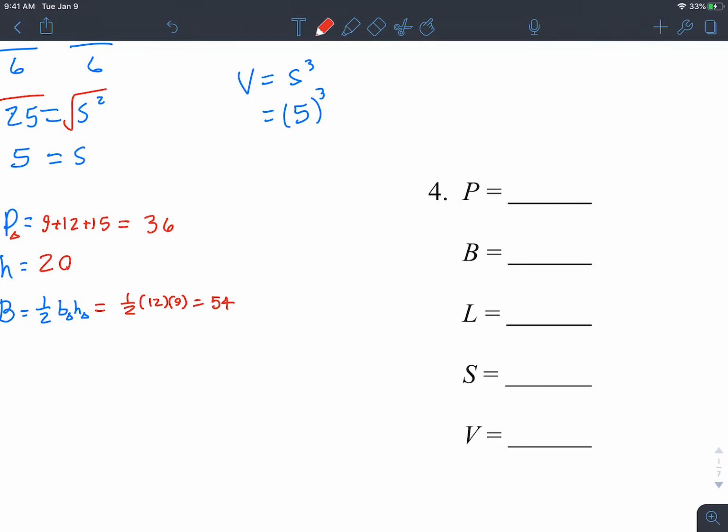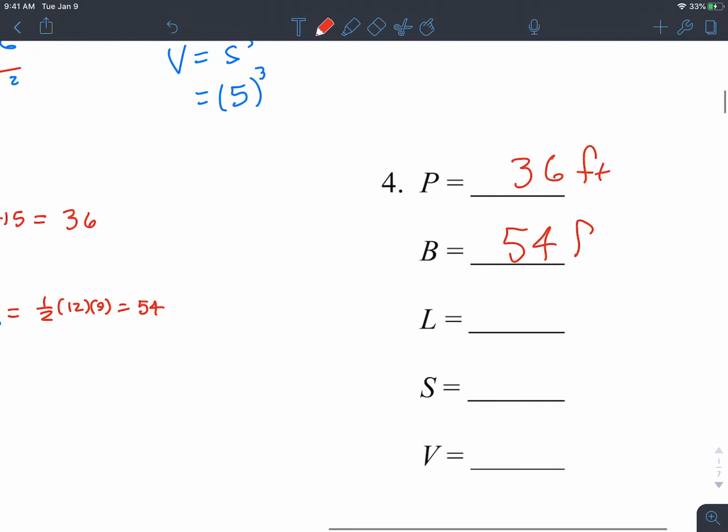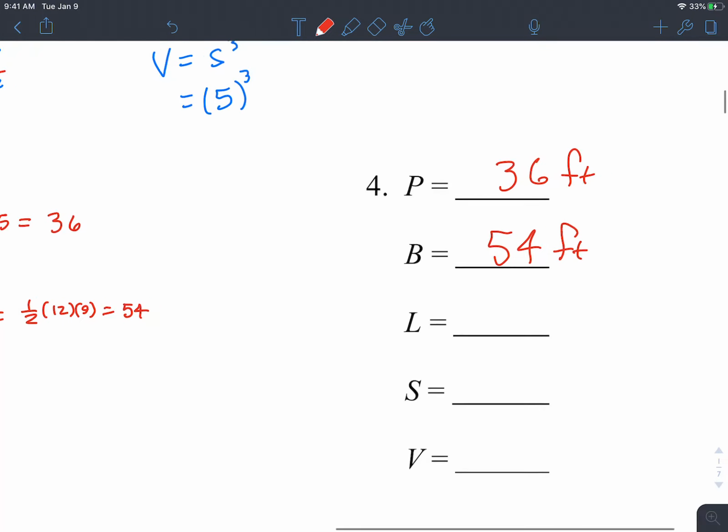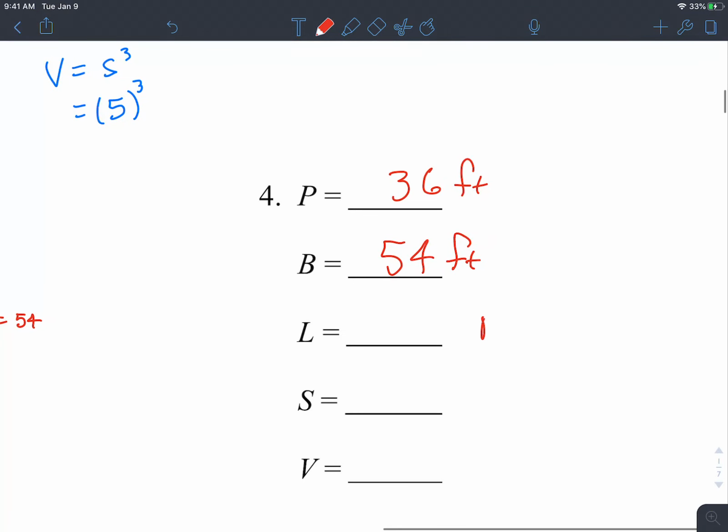And then now that we have all of that information, we can go and do the rest: the lateral area, surface area, and volume. So here, let's copy over a couple of these. What are our units? I think it's in feet. Double check. Yep, feet. It's 36 feet, 54 feet. Lateral area for a prism is just pH. Surface area is pH plus 2B. And then volume is just the area of the base times the height. And then we'll punch those out.